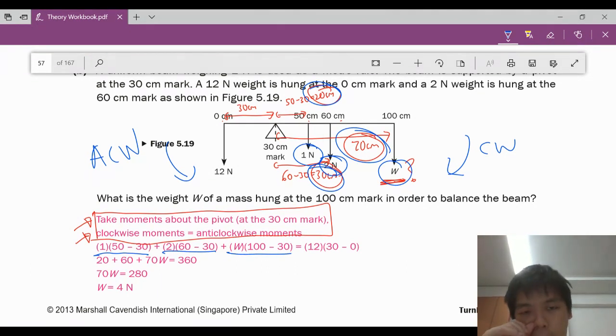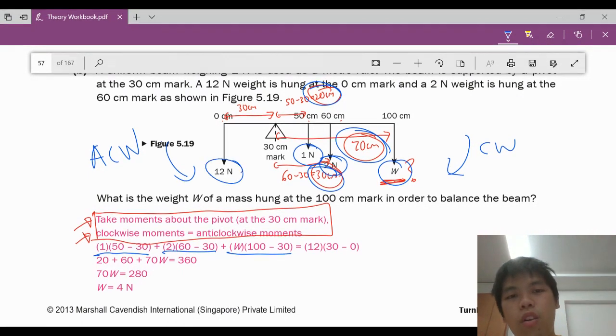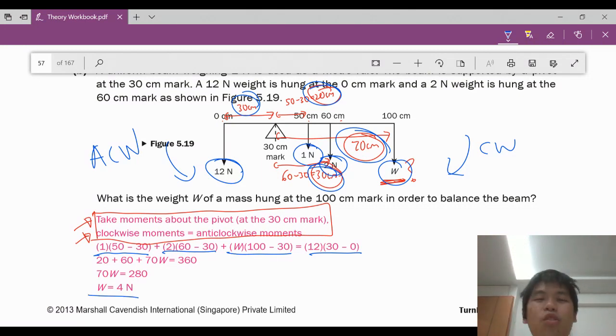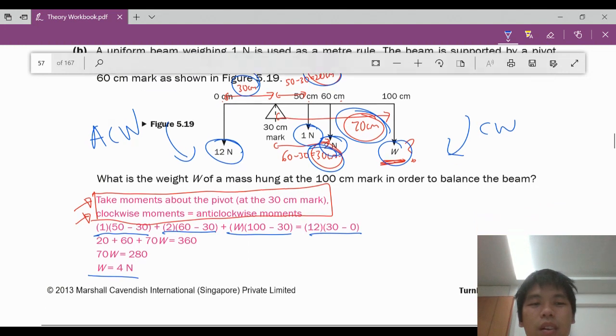So what is the anti-clockwise? 12. 12 times what? 12 times 30. You do the math, you'll find that W equals 4 newtons. Okay, so you just have to be very careful and slow. All right, let's look at the last one.